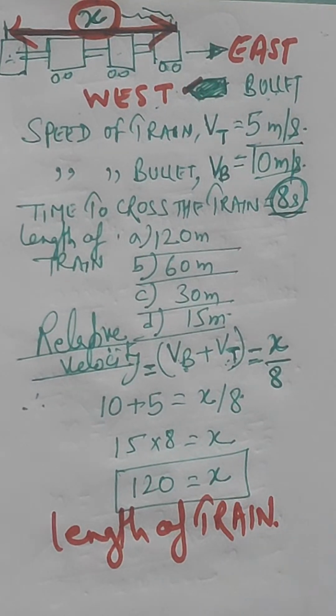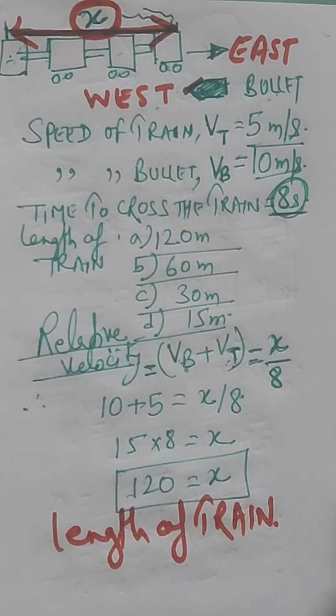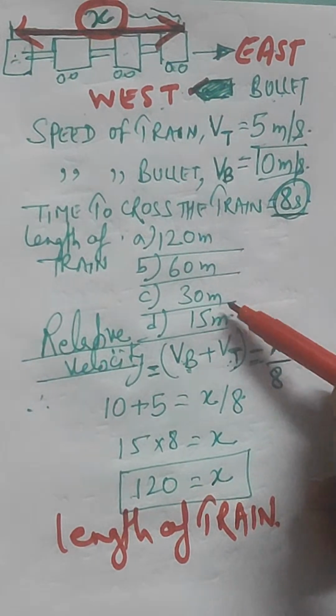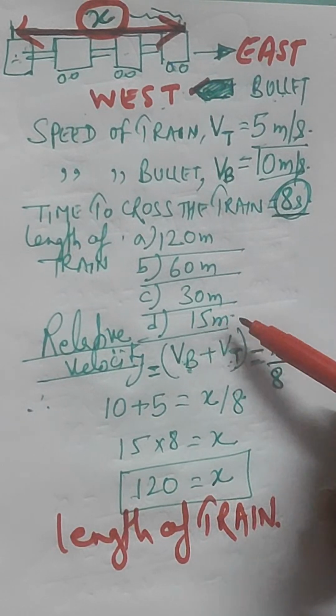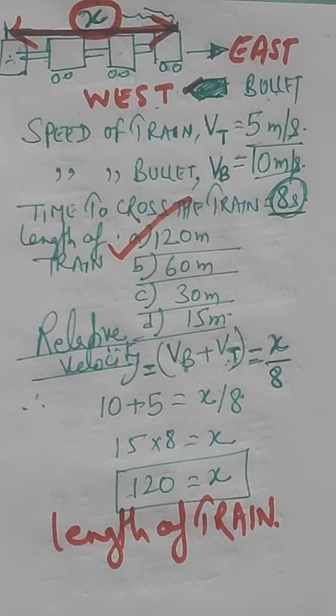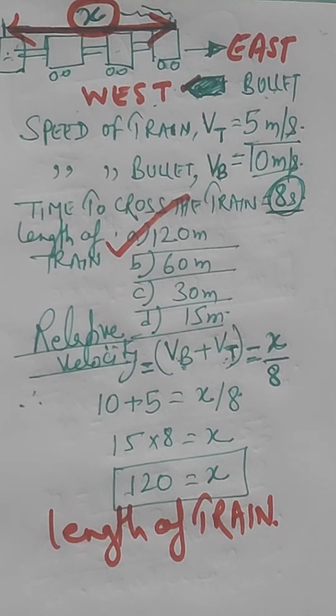So the length of the train is calculated 120. Now the options which are given to us are 120 meter, 60 meter, 30 meter and 15 meter. Which is right? Option number A is correct, right? Now quickly let us go to the second question of today's live session.